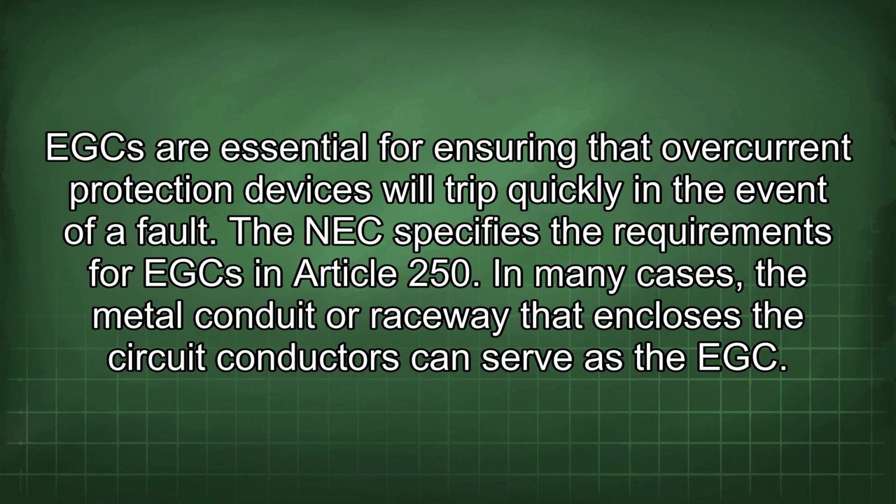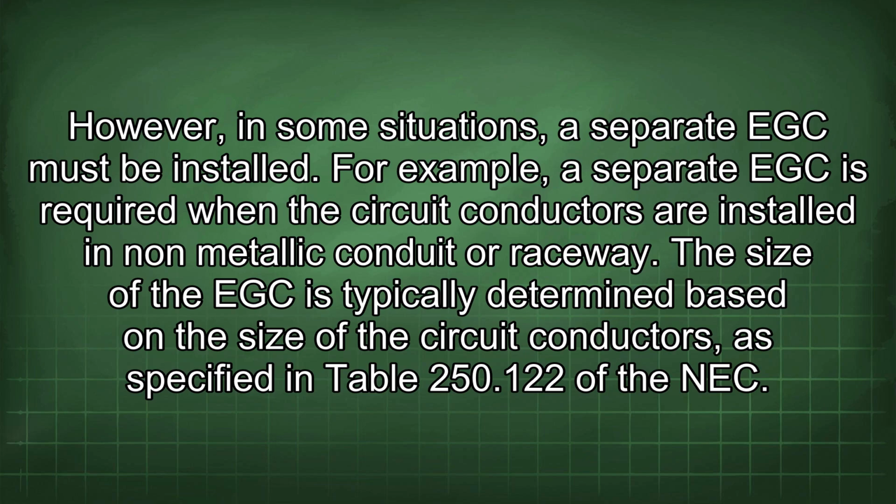In many cases, the metal conduit or raceway that encloses the circuit conductors can serve as the EGC. However, in some situations, a separate EGC must be installed. For example, a separate EGC is required when the circuit conductors are installed in non-metallic conduit or raceway. The size of the EGC is typically determined based on the size of the circuit conductors, as specified in Table 250.122 of the NEC.